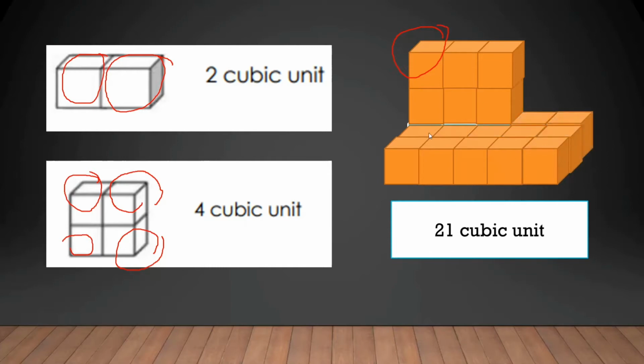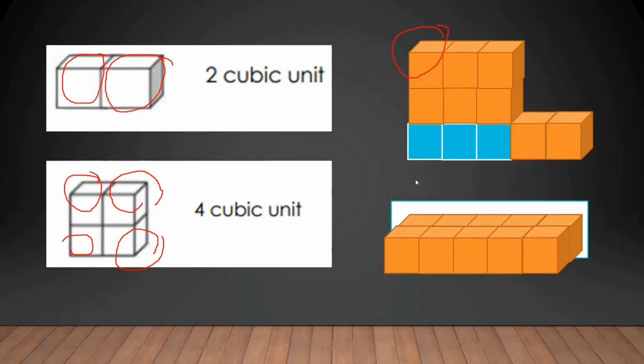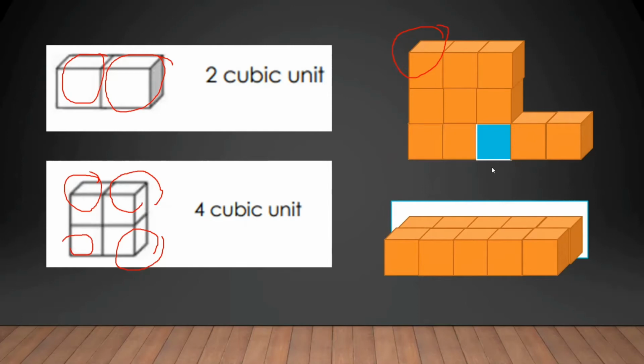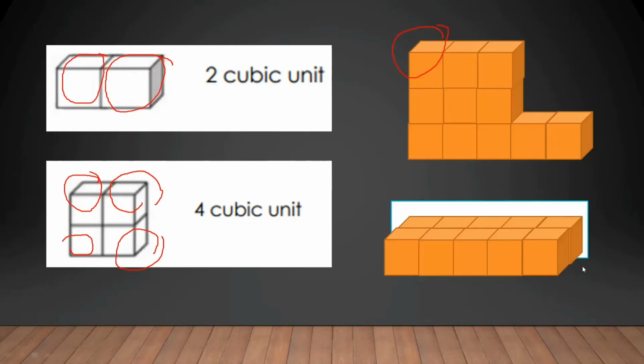Ma'am, 18 lang po yan. Paano po naging 21? So, kung nakikita nyo, meron dito sa ilalim. So, 18. So, eto yung blue na natatago sa ilalim. So, 19, 20, and 21. So, therefore, meron tayong 21 cubic meter. So, ganun lang po yung pagkuha natin ng ating volume.